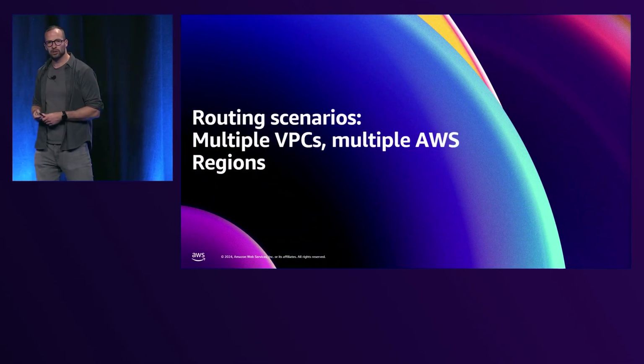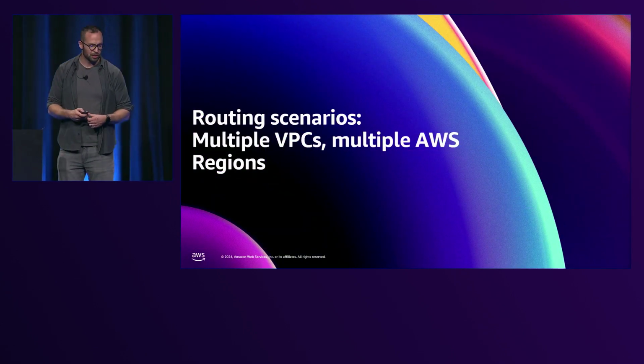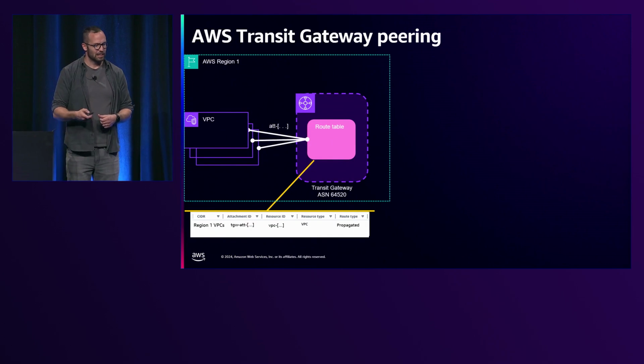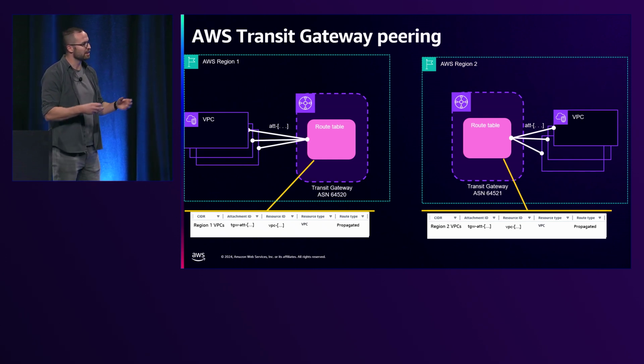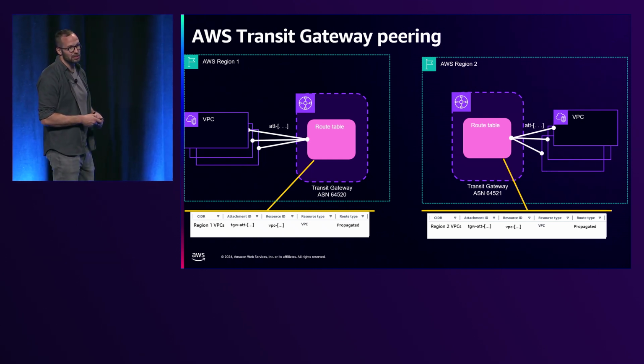So moving on to adding multiple regions. So we know how a single region looks. Adding a second region, pretty simple. We deploy the same transit gateway and a bunch of VPCs in another region, and then we can route our traffic between VPCs in that region.